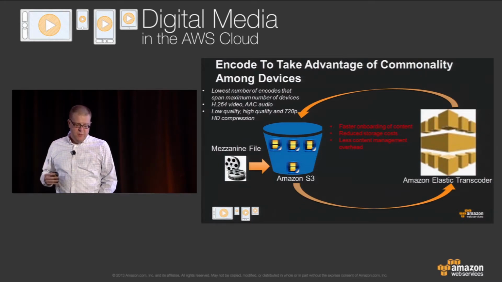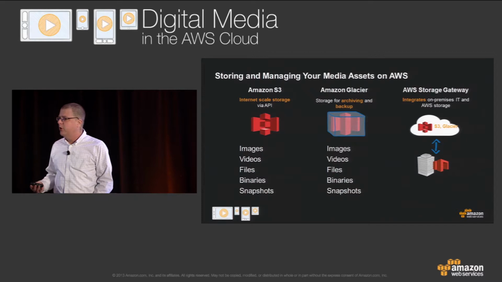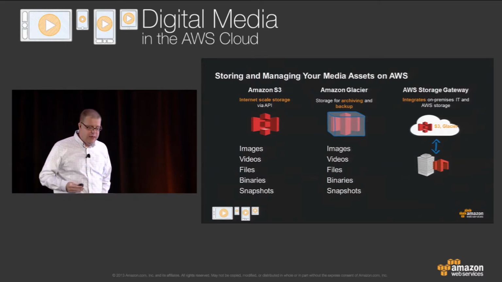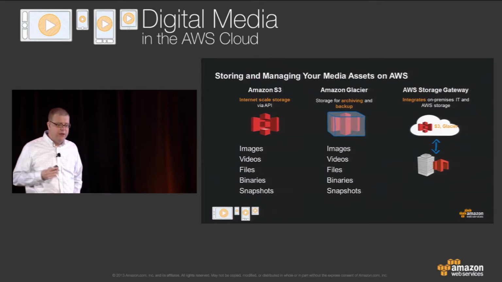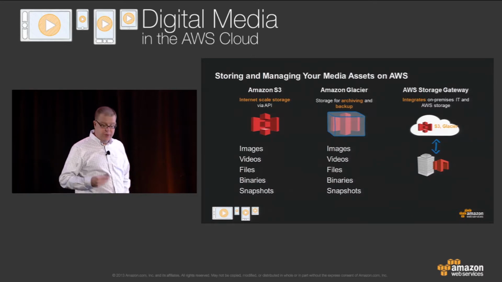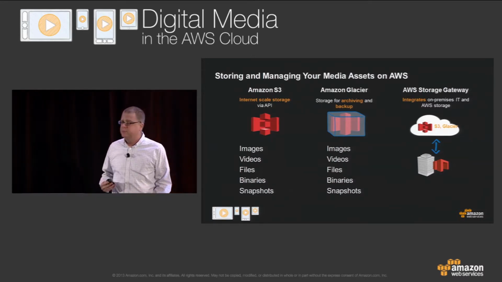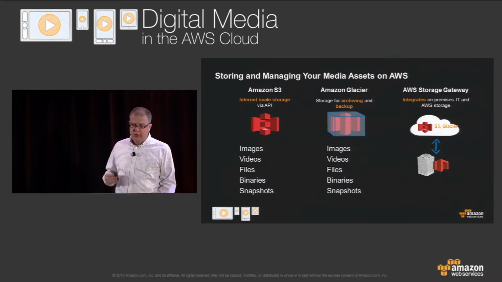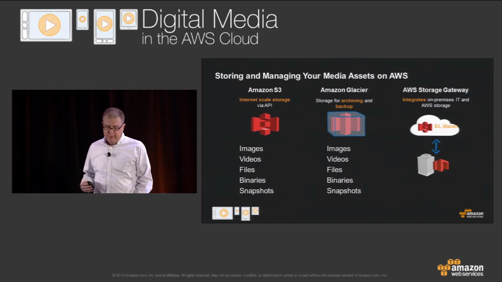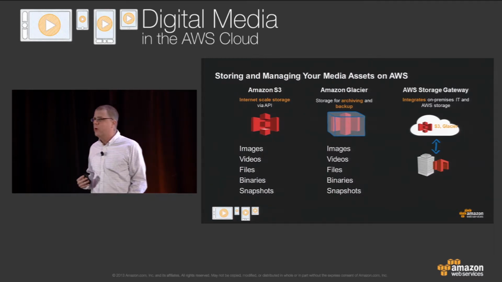Storing and managing your media assets. John talked this morning about these as well. As Amazon S3 provides internet scale storage, it's a great place to use as your origin server. Amazon Glacier gives you a great place to archive your content, and the storage gateway gives you a great way to get it in and out.